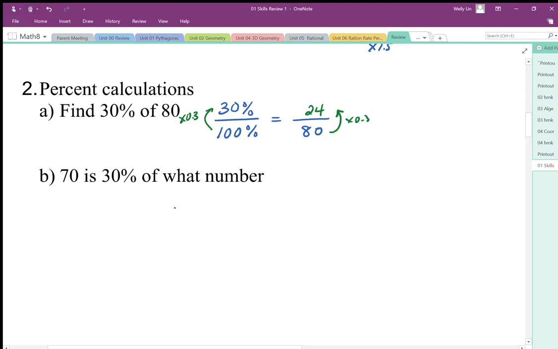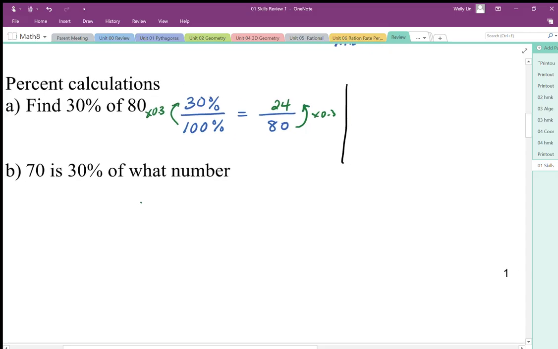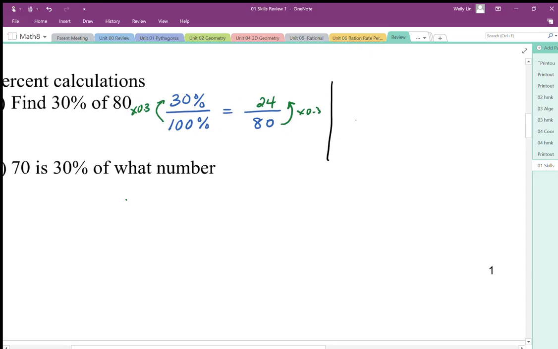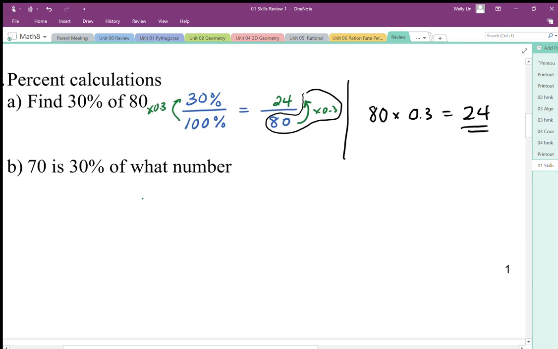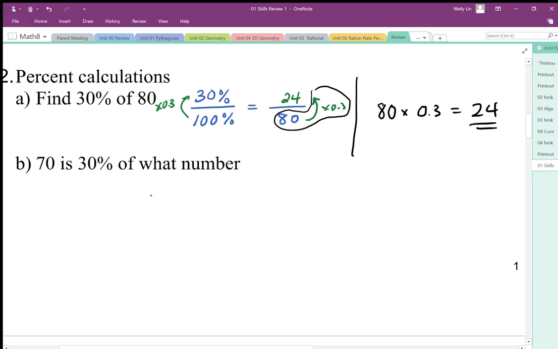Now, you may have learned a multiplying strategy for this, and this multiplying strategy would look like this. 80 times, and I can use a decimal percentage, 0.3 equals the answer 24. And we could do it like that, and that essentially is using this multiplication statement, but we can use this in a line like this. Now with this strategy, we have to be clear. Are we timesing or dividing? And if we're not sure, we can always go back to our proportional equation.